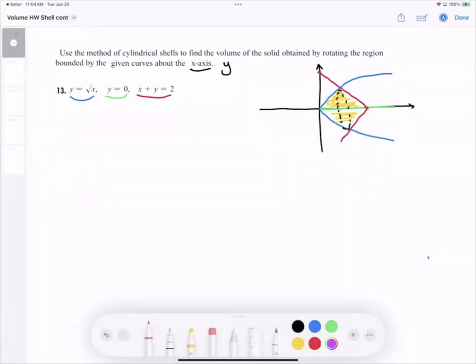Now a typical cylinder is behaving like this. So the cylinder that you want to calculate the circumference and the height of behaves like this. In applying the method of shells, the volume is the definite integral of the circumference times the height with respect to y.